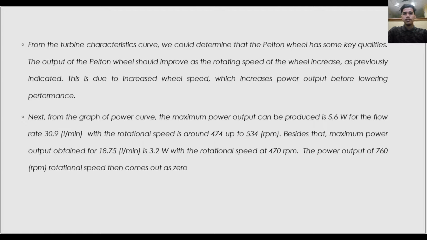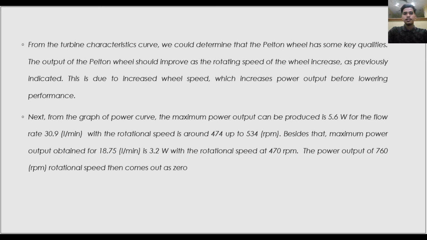Next, the graph of the power curve. The maximum power output that can be produced is 5.6 watt for the flow rate 13.9 liter per minute, with the rotation speed around 474 up to 534 RPM. Besides that, the maximum power output obtained for 18.75 liter per minute is 30.2 watt with the rotational speed at 470 RPM.